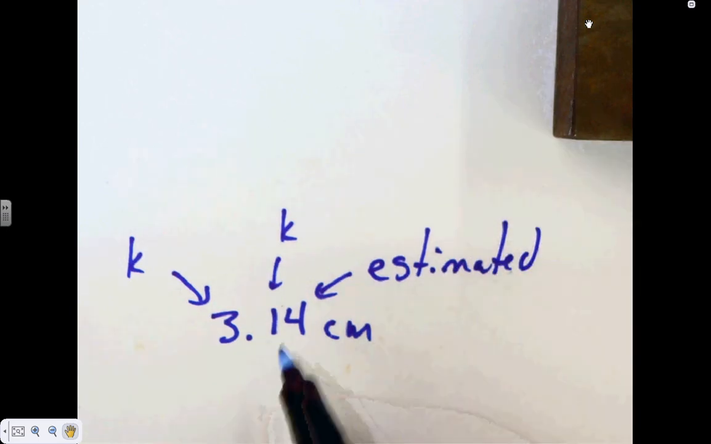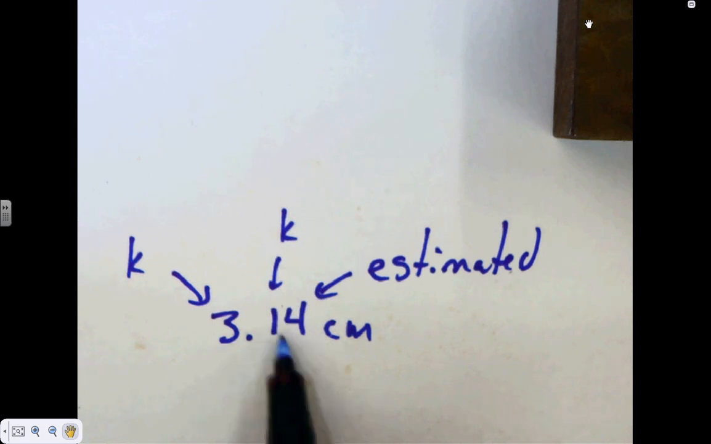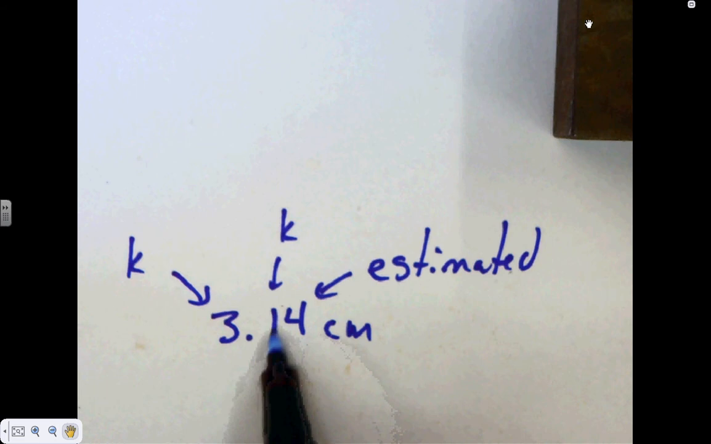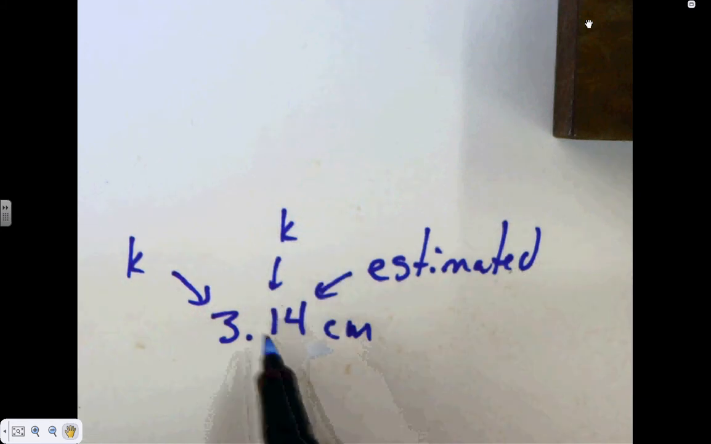If someone else came along and took the same measurement that I just did, their value might be slightly different from mine. They might think it's halfway between and put 3.15. They might think it's 3.13, but I think we would all agree that it's somewhere between the 0.1 and the 0.2. So this is how you read an analog ruler.